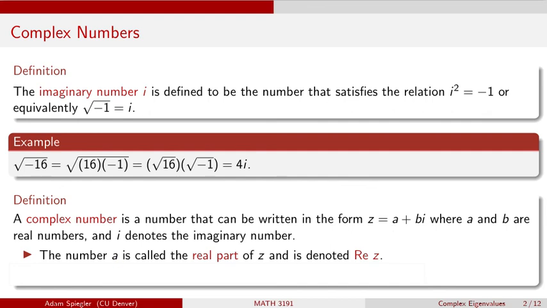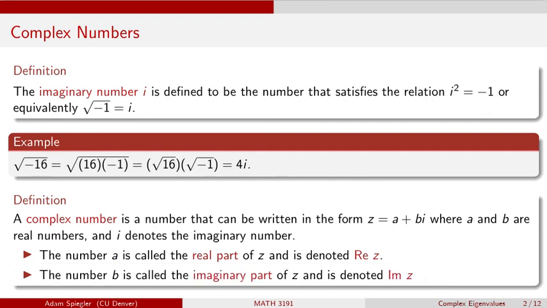And then we have the imaginary part of the complex number that we denote with Im(z). This means the imaginary part of the complex number z, and that's going to pull off the coefficient b in front of the i. So we would say b is the imaginary part of the complex number z.